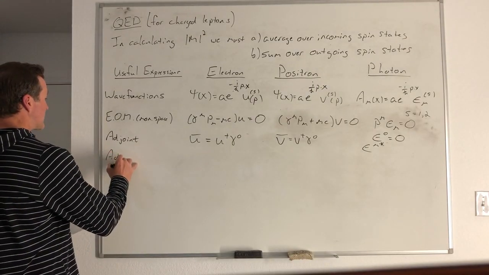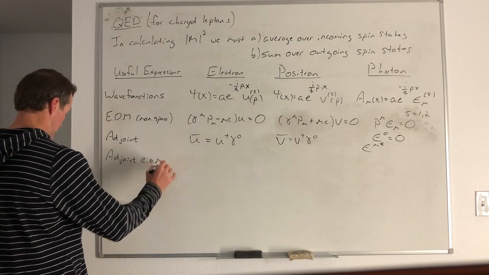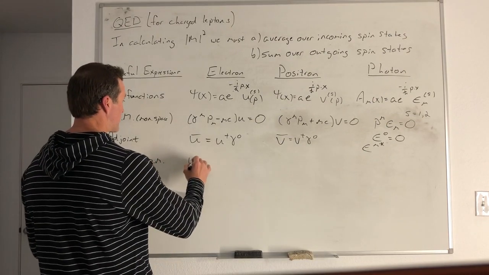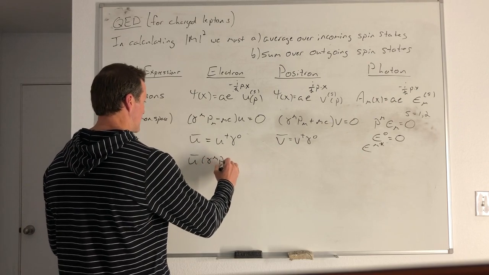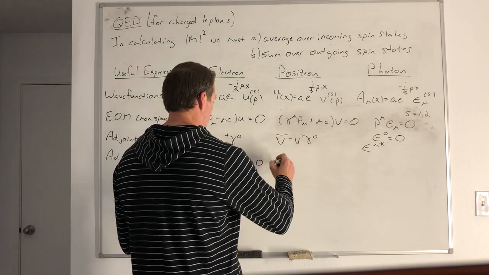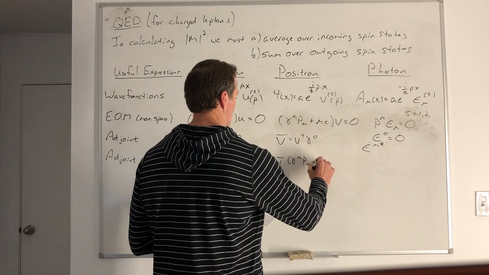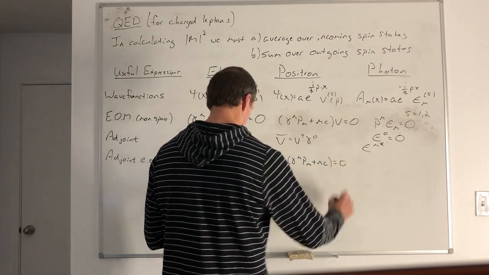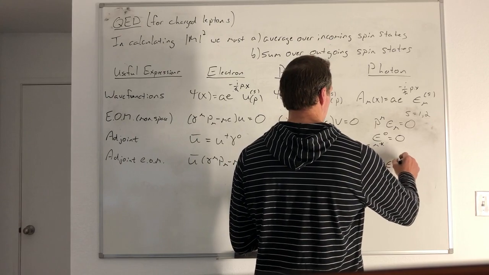We're going to need an adjoint equation of motion, again in momentum space, so this time it's going to be u bar gamma mu p mu minus mc equals 0. v bar gamma mu p mu plus mc equals 0. And then p mu epsilon mu star equals 0.